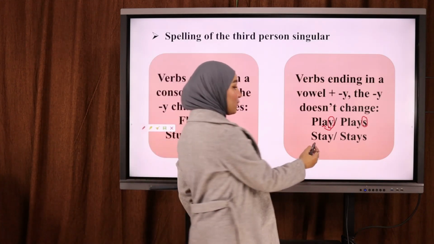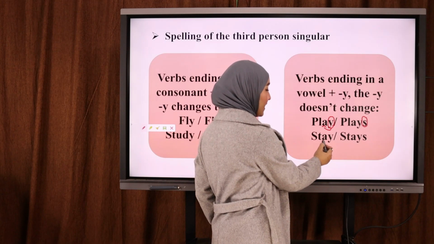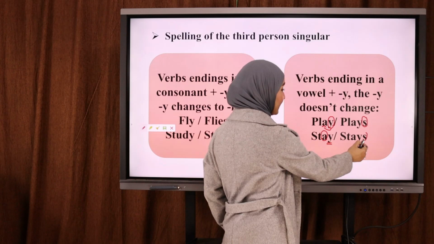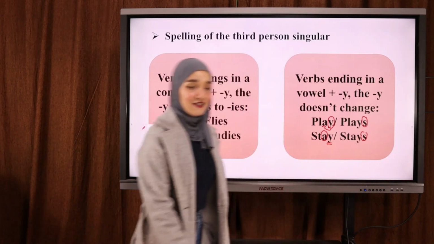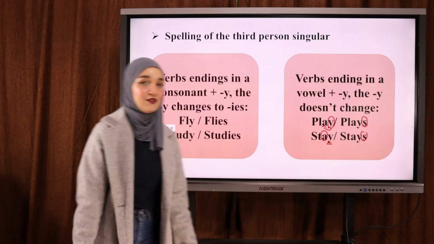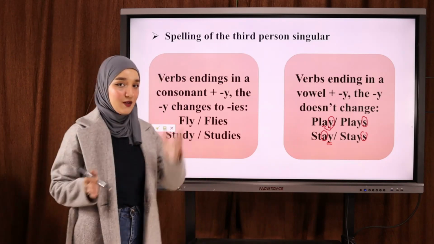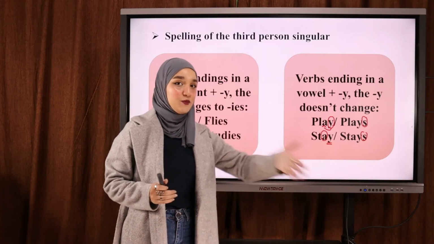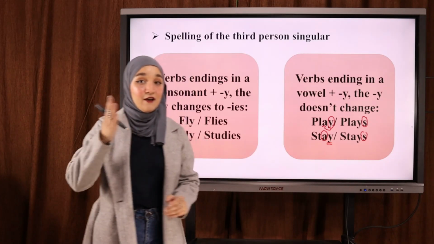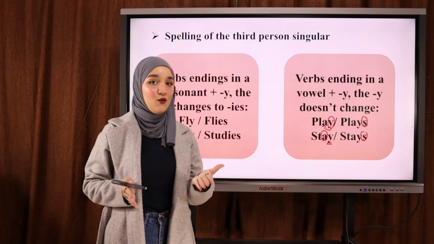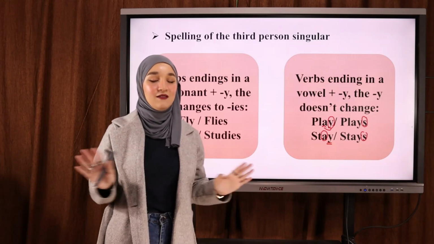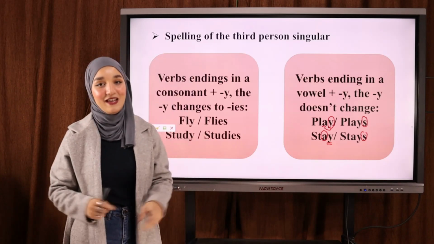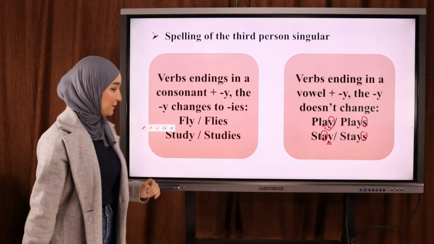Okay? Same thing with stay: S-T-A, and I have Y here. So I simply add S with she, he, and it in the present simple tense. Okay? Remember, consonant plus Y becomes IES with she, he, and it. Vowel plus Y, nothing changes. We just add S in the present simple with she, he, and it. Okay?